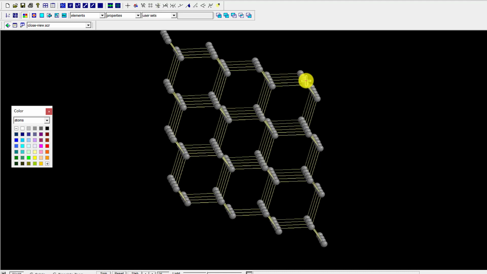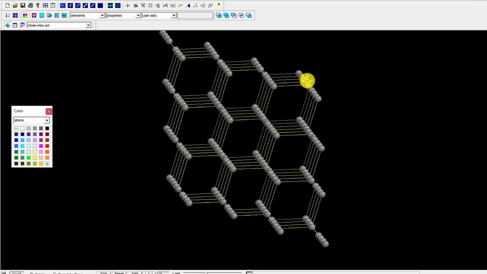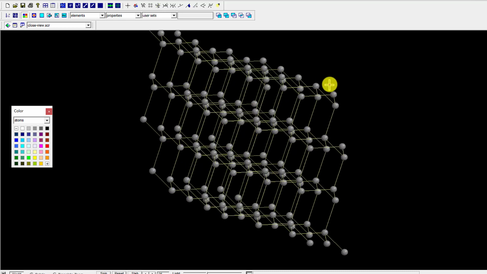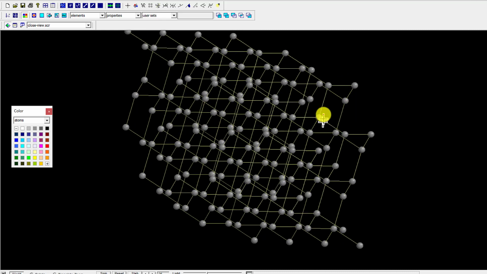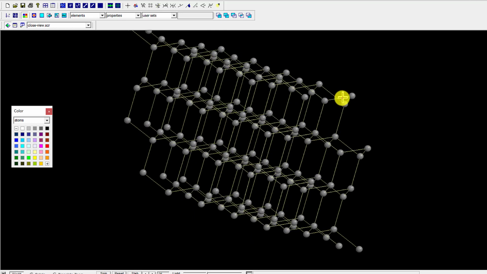And I'm going to try to turn this so you can see that. Okay. And so I'm going to turn it. And we're going to focus on this guy right here. He is connected to the layer at the top, and he's connected to atoms in the same layer. And then each one of those is connected to atoms in the lower layer.